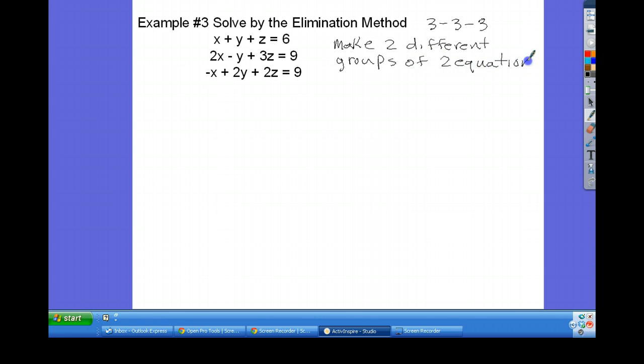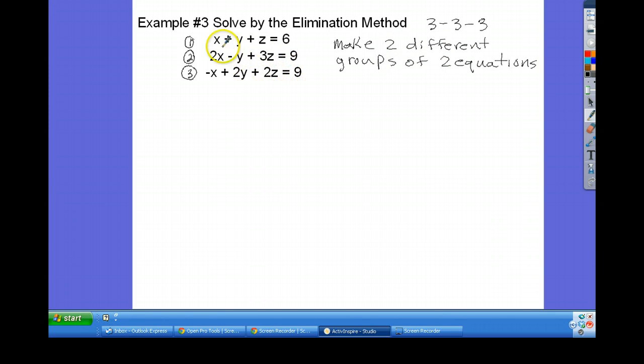Now, for this one, I like to number the equations, so we'll call that number 1, and this number 2, and this number 3. Okay, make 2 different groups of 2 equations. As I look at this system, we make these 2 groups with the idea of eliminating the same variable in both groups.